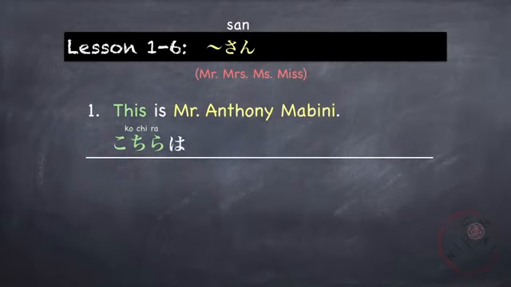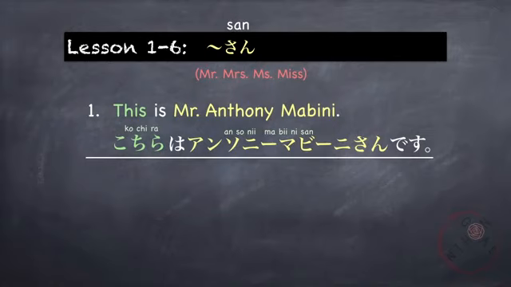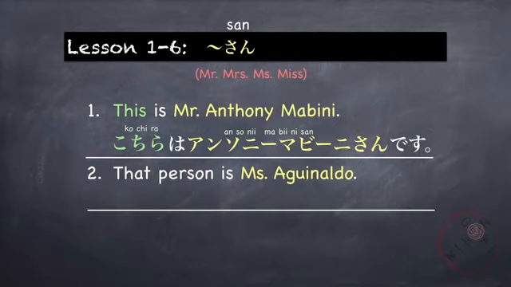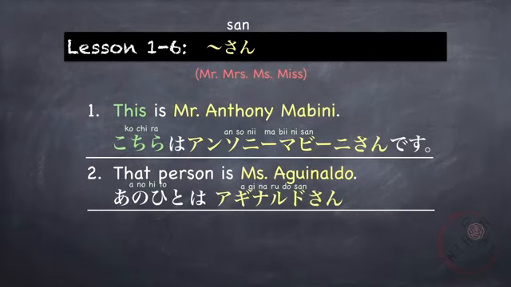こちらはアンソニー・マビニさんです. Okay, so this is an example of when you are introducing someone to another person. こちら is the polite way of saying これ or this. こちらはアンソニー・マビニさんです. Or この人は, this person is Mr. Anthony Mabini. Another example, that person is Miss Aguinaldo. あの人はアギナルドさんです. So whether it's female, male, again, Mr., Mrs., Miss, they're all the same. You only need one word for this in Japanese, and that is san.